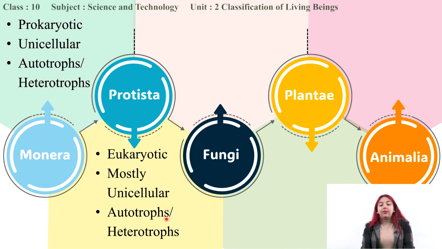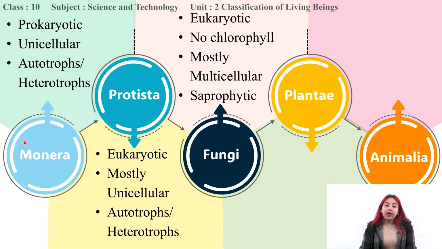The other kingdom is fungi. Fungi are also eukaryotic organisms. They are mostly multicellular and they do not have chlorophyll in them, so they cannot be autotrophs, that is, they cannot prepare their own food. So the mode of nutrition of the organisms in this kingdom is saprophytic. That means they absorb nutrients from dead and decaying bodies of organisms.